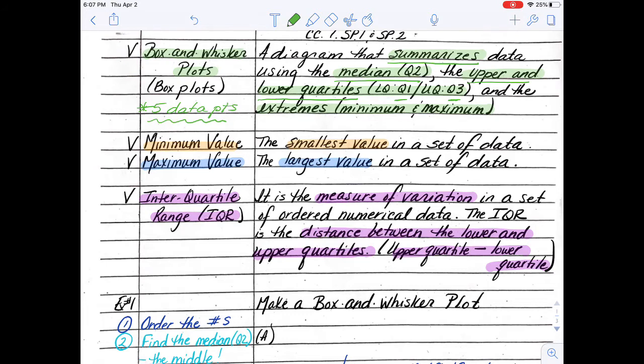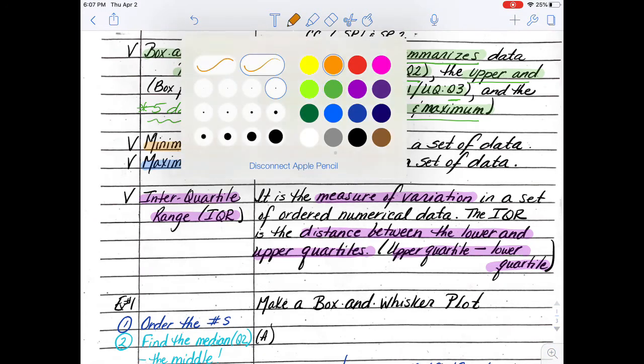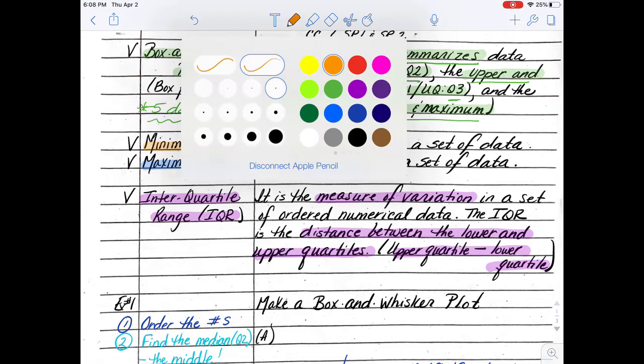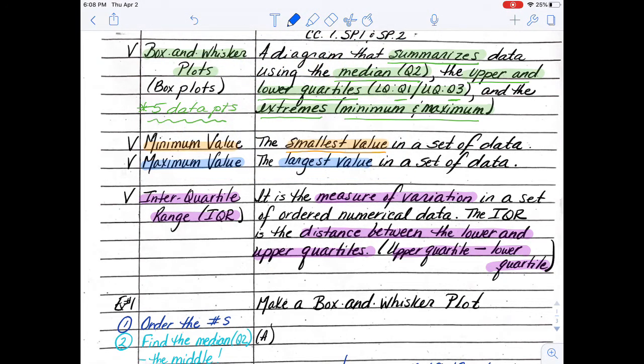And the other 2 things we look at are our extremes. And our extremes are basically just our minimum and our maximum. So right here we've got our minimum value. Minimum is that smallest value in the set of data. And of course, our maximum is our largest value in our data.